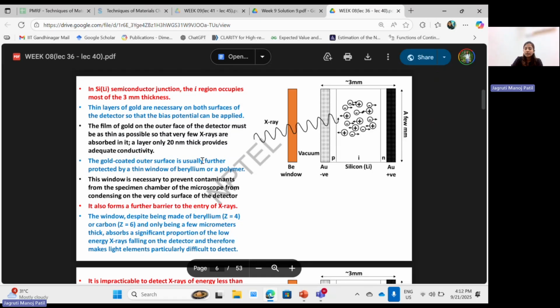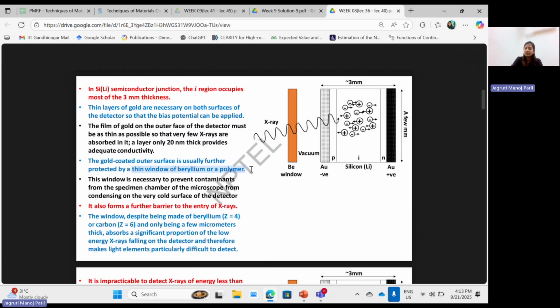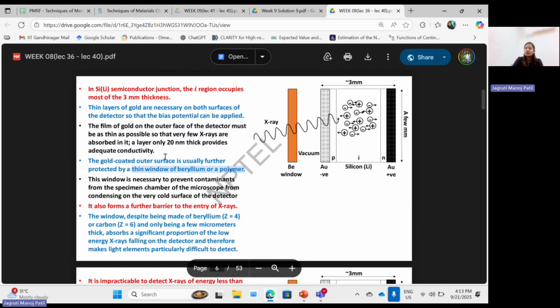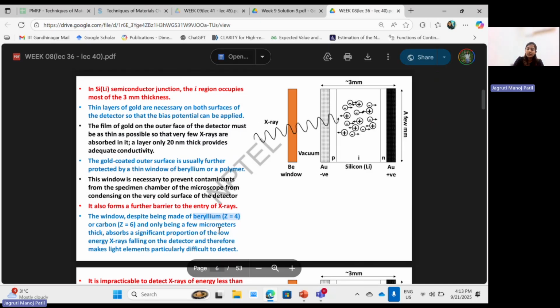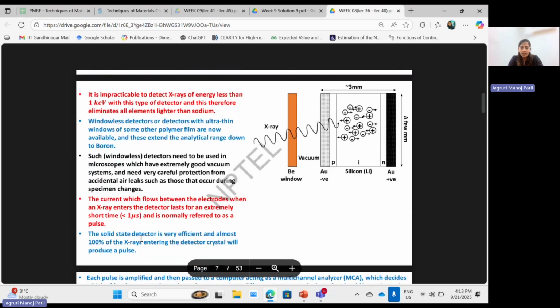A gold-coated outer surface is usually further protected by a thin window of beryllium or a polymer. We also saw last time why beryllium was chosen, and one specific example for it. Despite being a light element, with Z equal to 4, or carbon, even a few micrometers of thickness absorb a significant proportion of the low energy X-rays falling on the detector and therefore make the lighter elements particularly difficult to detect. So this was the question we had, whether lighter and heavier elements can both be detected. For lighter elements, it's very difficult to get them detected.